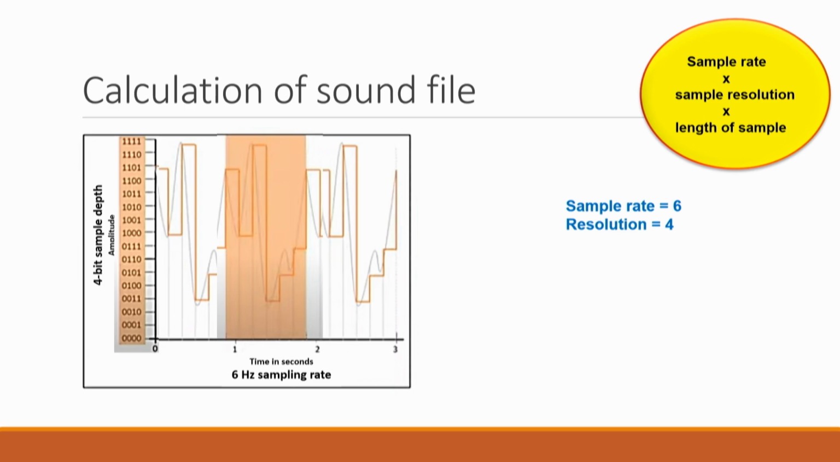Finally, we multiply it by the duration of the sample in seconds. We can see that the file is 3 seconds long. So, we end up with 6 times 4 times 3, which is 72 bits, and if we divide that by 8 to get bytes, this sound file is 9 bytes in size.